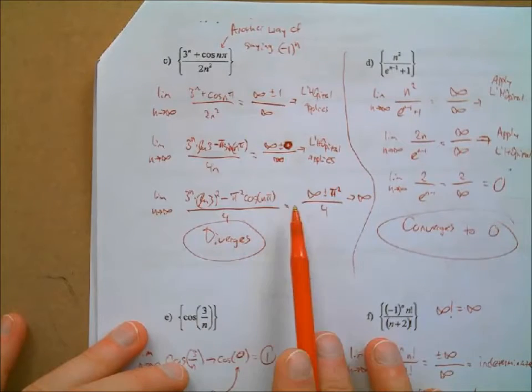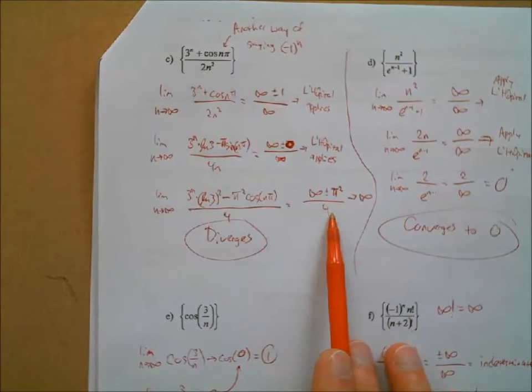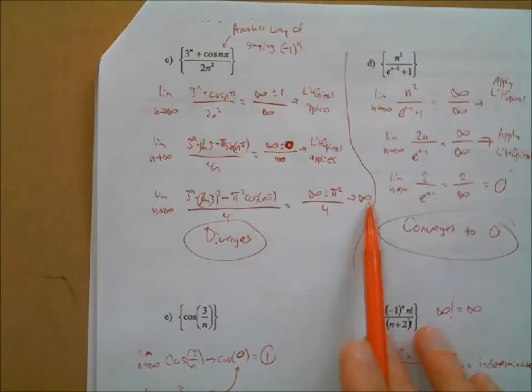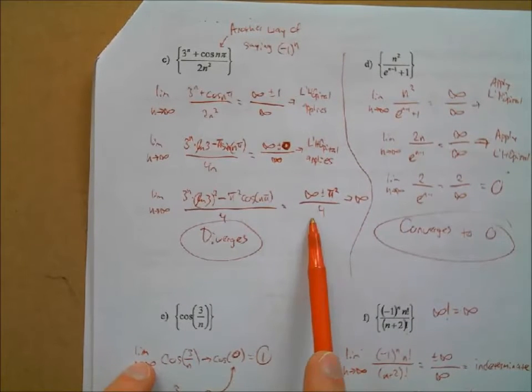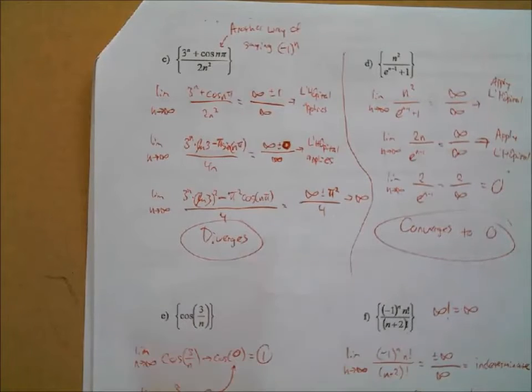Okay? And then again, n approaches infinity. Here now, though, the denominator is no longer infinity, it's just 4. The numerator, though, is infinity plus or minus pi squared, which would yield infinity in the numerator, so this goes to infinity, diverges, right? This is no longer indeterminate. We can determine it goes to infinity. So it diverges.